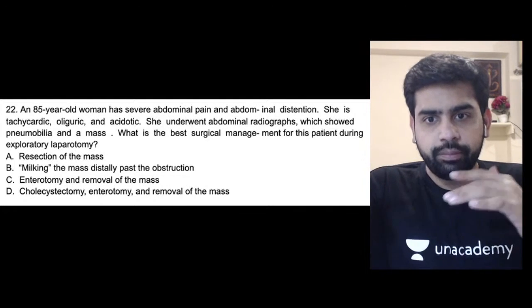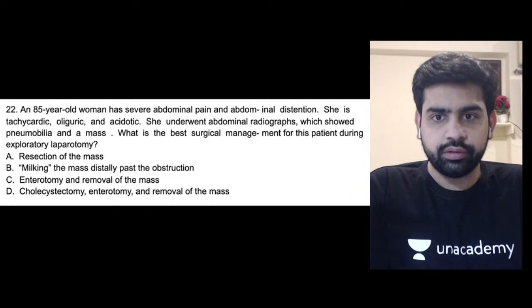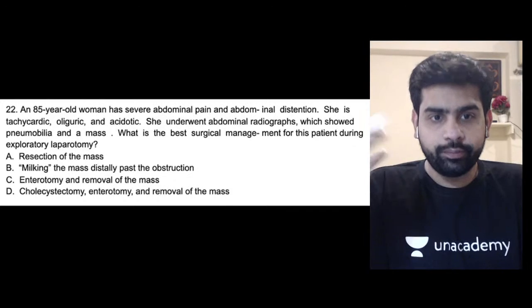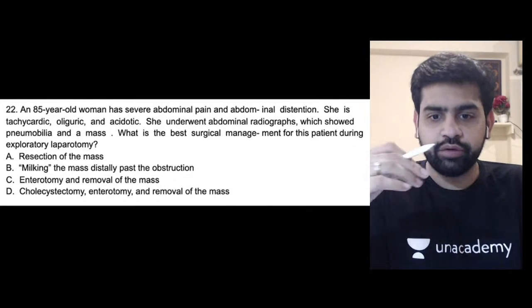What is the best surgical management for this particular patient during exploratory laparotomy? So obviously you went ahead and did an exploratory laparotomy. What I'm trying to ask you is, what is the best line of management for this particular patient?